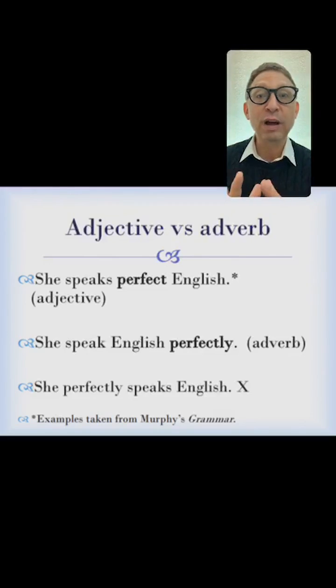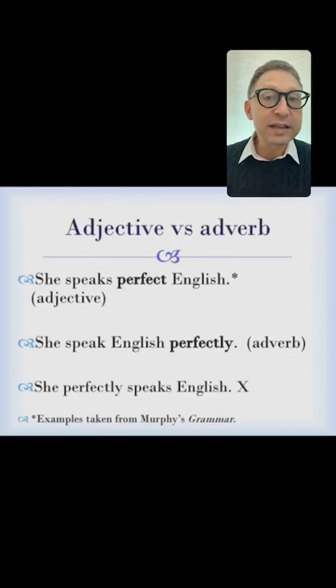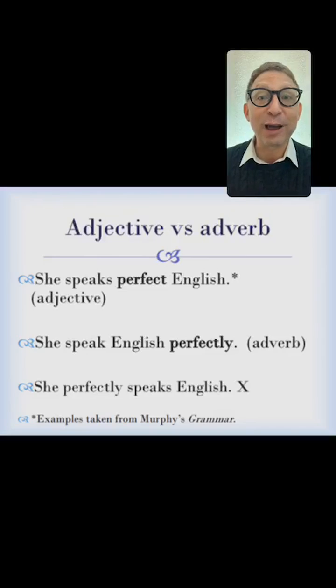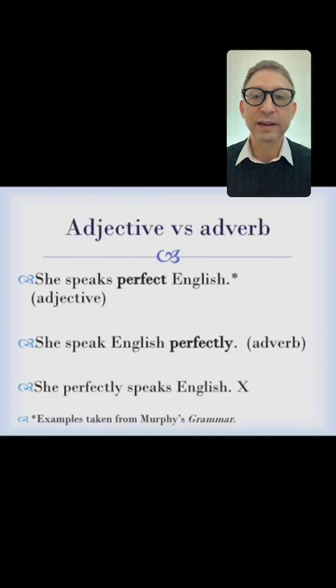Perfect describes English, not speaks. Perfect is an adjective describing English. Perfect English. She speaks English perfectly. Perfectly, with the ly at the end, is now describing how she speaks. She speaks English perfectly. So perfectly actually technically describes speak.